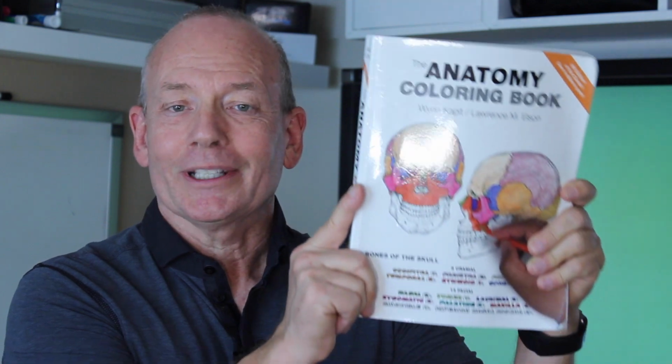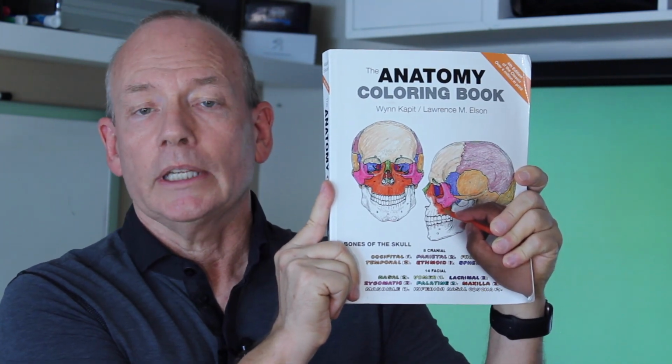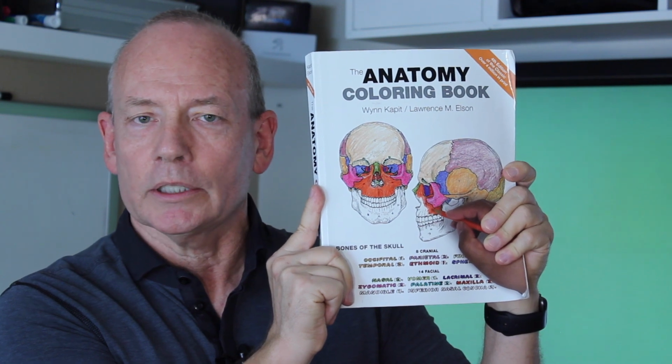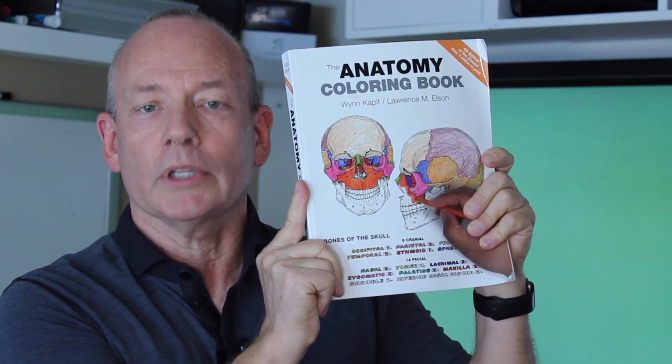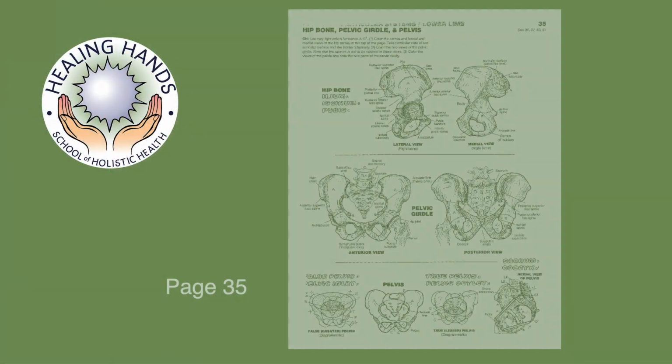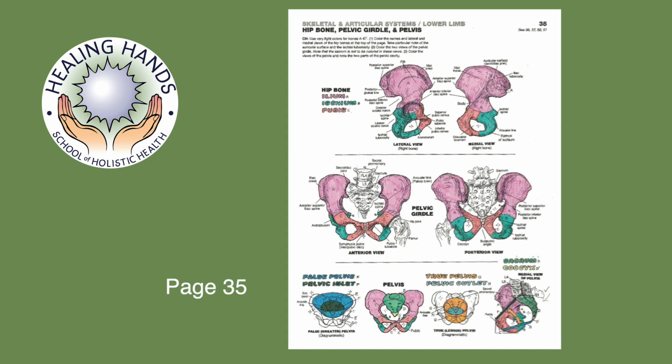The coloring book is another resource that you're going to use to learn the anatomy for circulatory massage. Here are the specific pages that you need to go over for this section. On page 35, the ilium, the iliac crest, the ischium, and the ischial tuberosity.